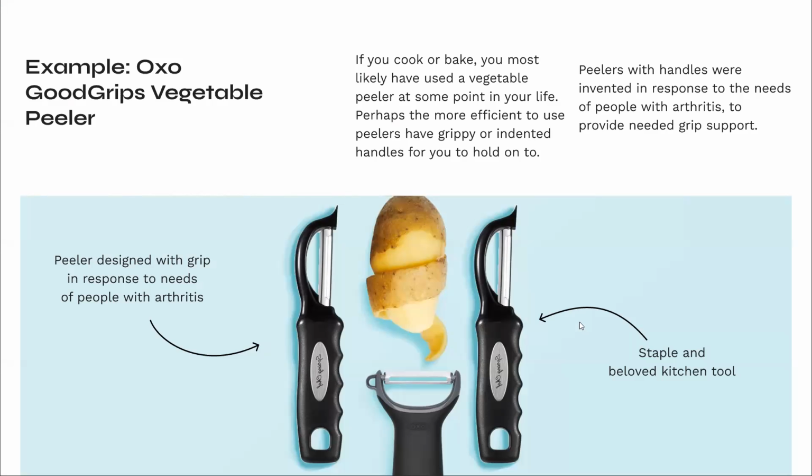So an example of this is going to be the Good Grips vegetable peeler. If you cook or bake, you most likely have used a vegetable peeler at some point of your life, and perhaps the most efficient to use peelers have grippy or indented handles for you to hold on to. So peelers with handles were invented in response to the needs of people with arthritis to provide needed grip support. So as you see the picture on the bottom, the vegetable peeler has these little grooves to make it easier for people to hold. And since this is a common kitchen tool, it's really nice to see that they have applied universal design to this.